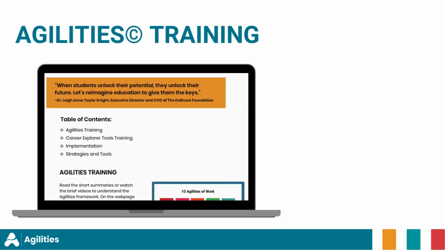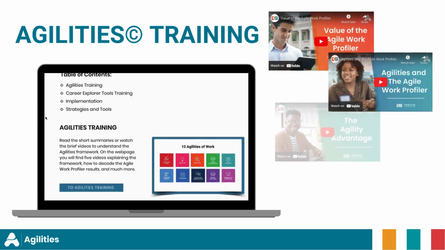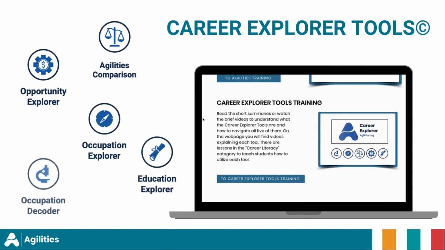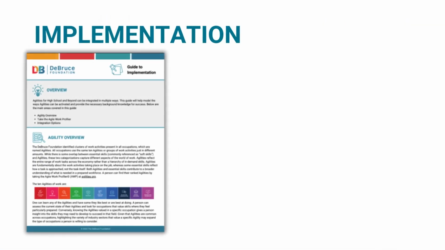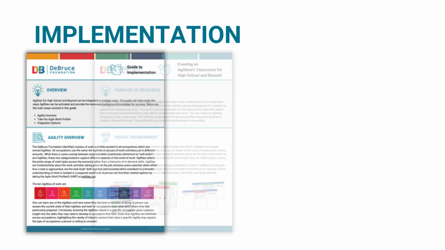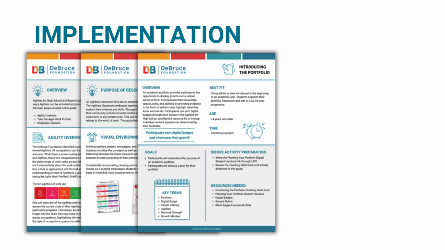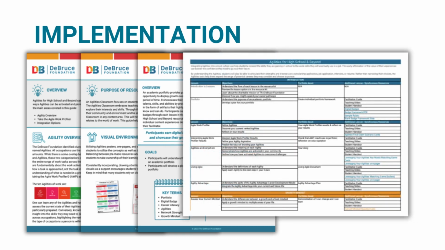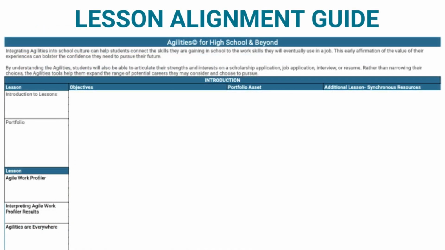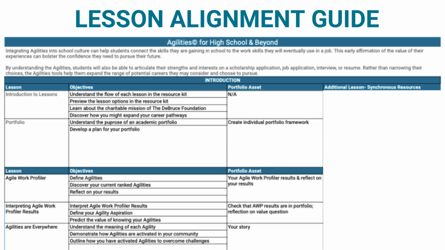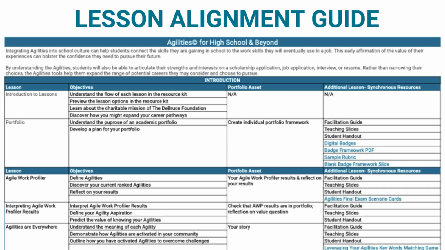The educator support resources include supplemental videos to learn more about the Agilities and additional training on the suite of Career Explorer tools. In the implementation materials, you'll find the guide to implementation, creating an Agilities classroom, introducing the portfolio, and the lesson alignment guide. The lesson alignment guide includes many complete lessons with objectives that you can align to course standards, highlights of the portfolio assets, and additional lesson materials.